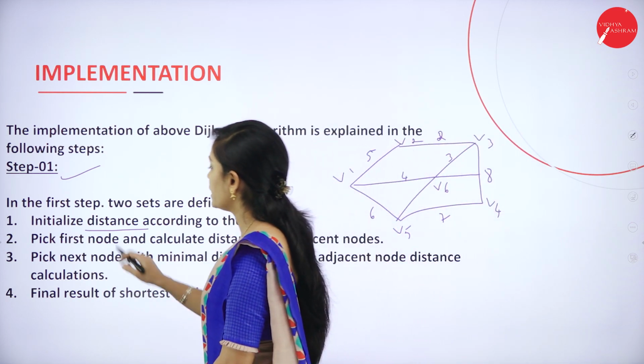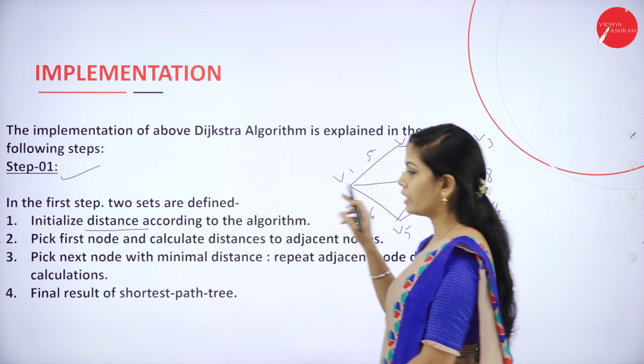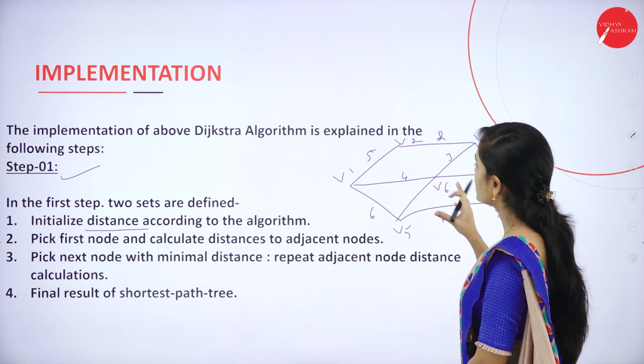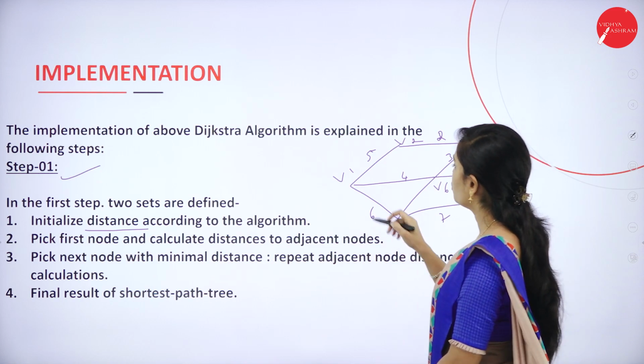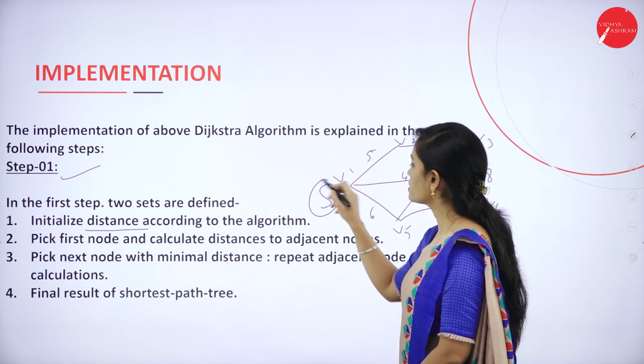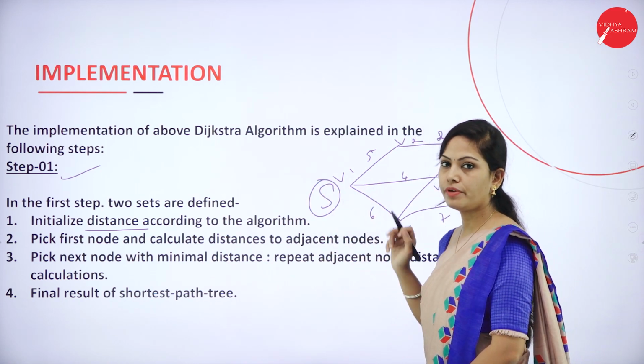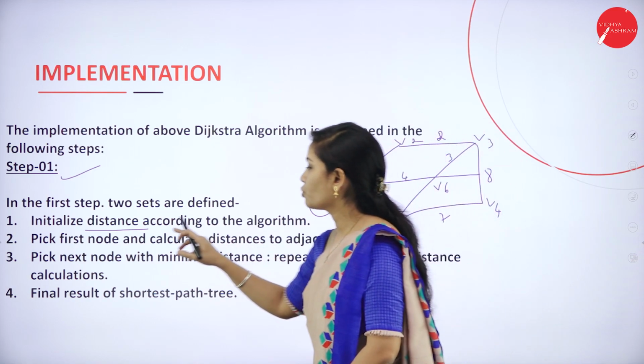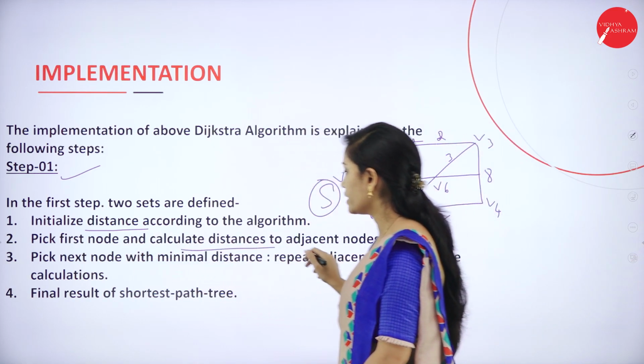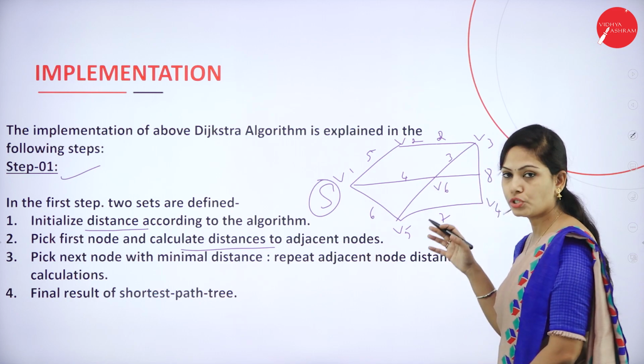The first step is to initialize distances according to the algorithm. Example, you can choose any source node. First I will take V1 as my source node. Pick the first node and calculate distances to adjacent nodes.